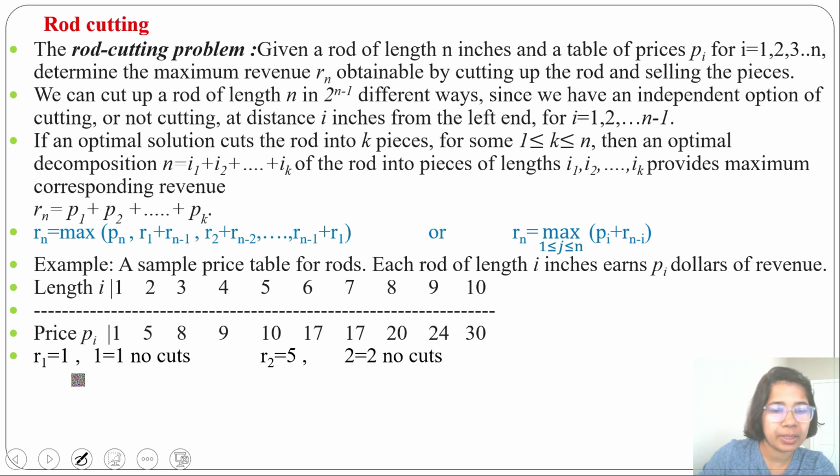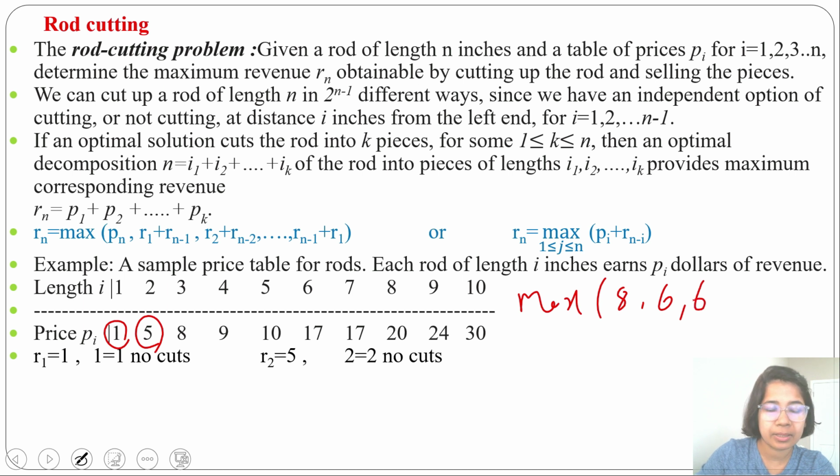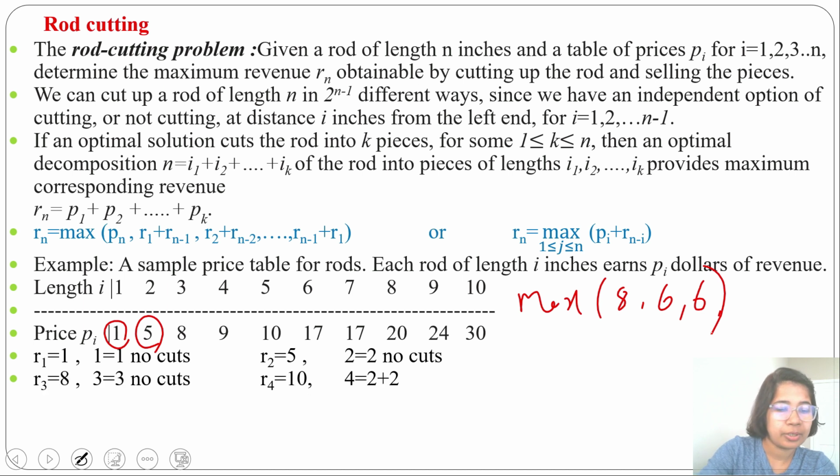Next, R of 3, the revenue for 3, is the max of the price of 3, which is 8. Then we can take 1 plus 2. For 1 plus 2, what are the prices? 1 plus 5, it's 6. Then 2 plus 1, the price will be 5 plus 1, it's 6. So the maximum is 8 without a cut. So the revenue for 3 is 8.